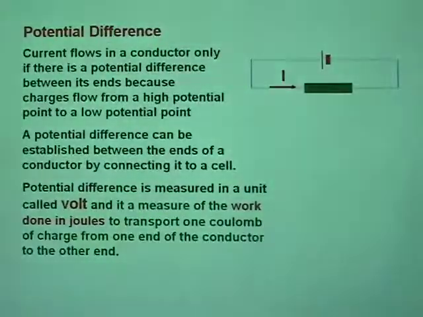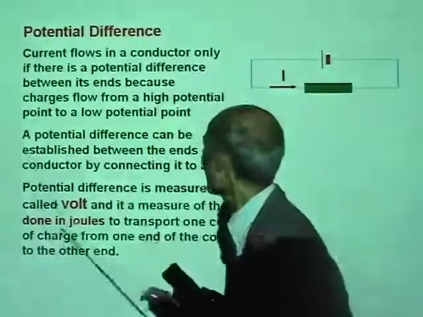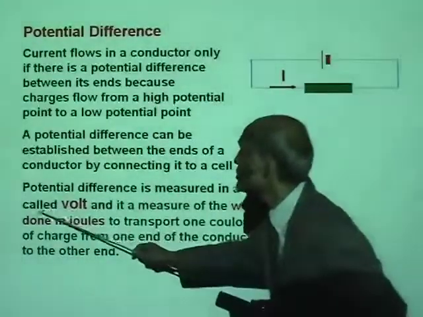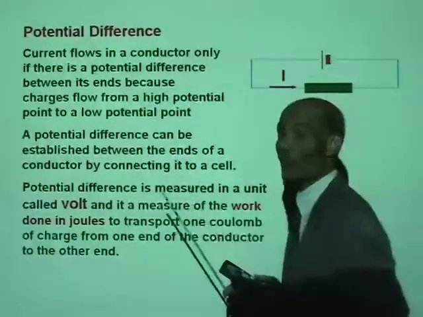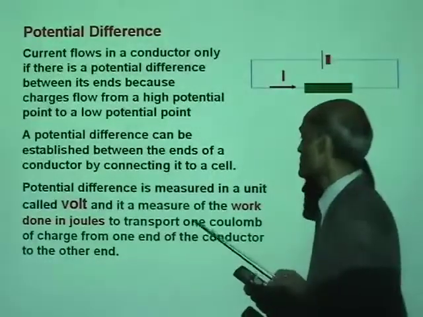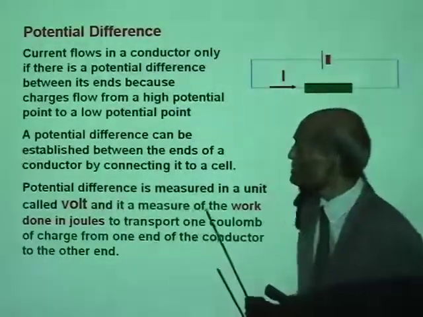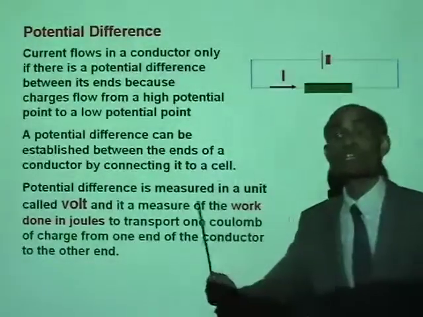Now, what is a volt? Potential difference is measured in a unit called volt, and it is a measure of the work done in joules to transport 1 coulomb of charge from one end of the conductor to the other.